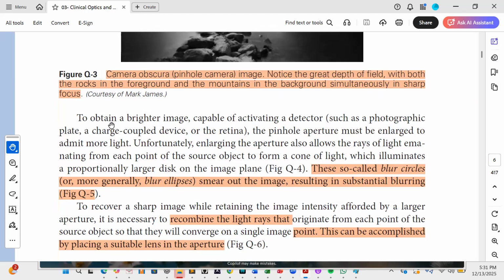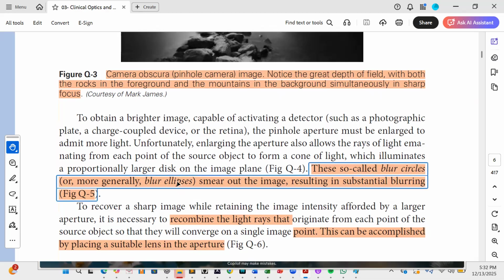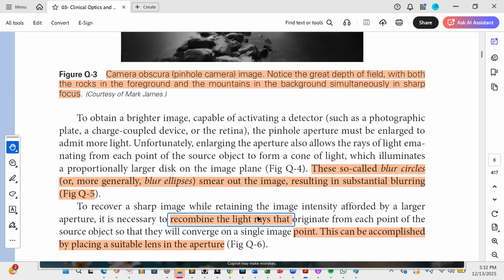Now assume you want a brighter image and then you enlarge the pinhole to admit more light. Once you enlarge the pinhole, that means multiple rays will be emanating from the object, and then it will result in a large blur circle. So you expect aberrations. This is very important. Once you enlarge the pupil, it is no longer as small as a pinhole, like you use something bigger.